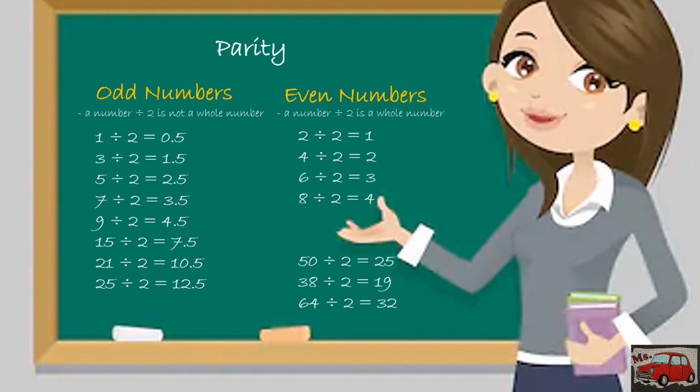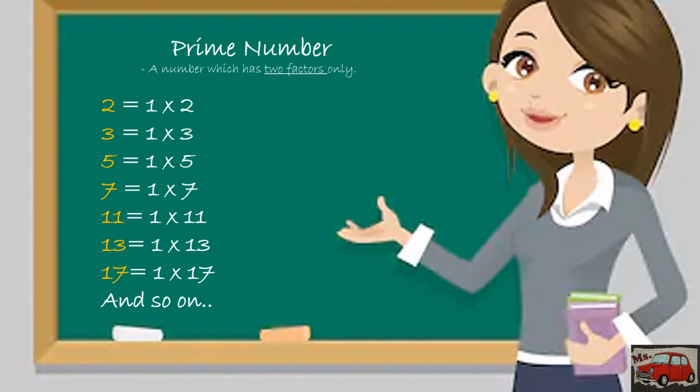Okay? Alright, so prime number, a number which has two factors only, yung 1 at yung sarili niya. For example, si 2. For us to get 2, we only need to multiply 1 and 2. No other number. Okay? So, si 5, ang pwede lang natin i-multiply para makuha natin si 5, 1, and yung 5. Okay? So, that's the simple definition of prime number.